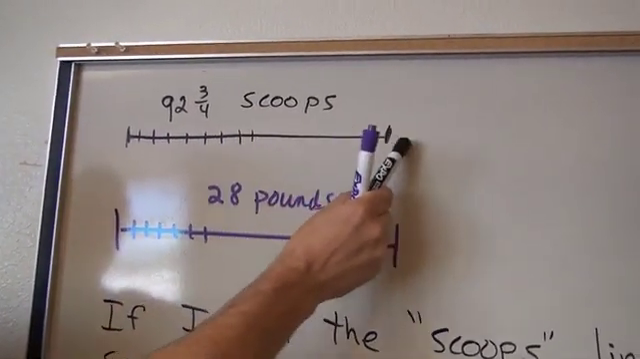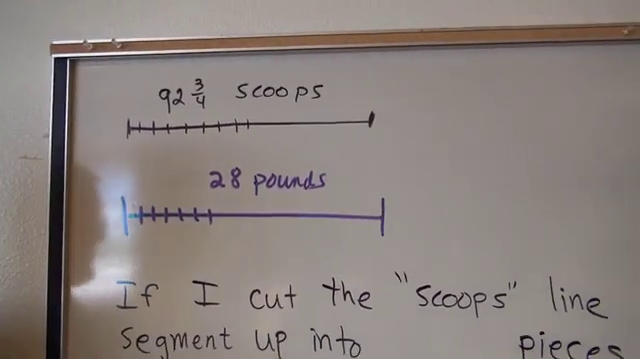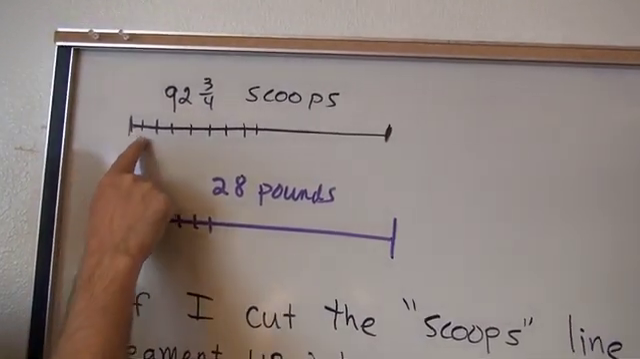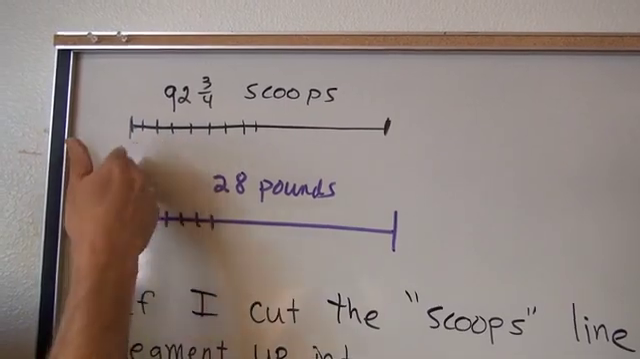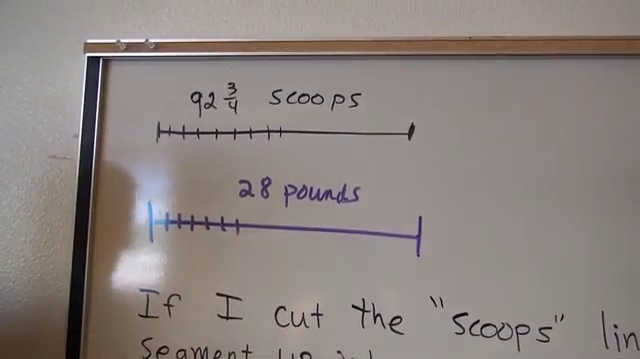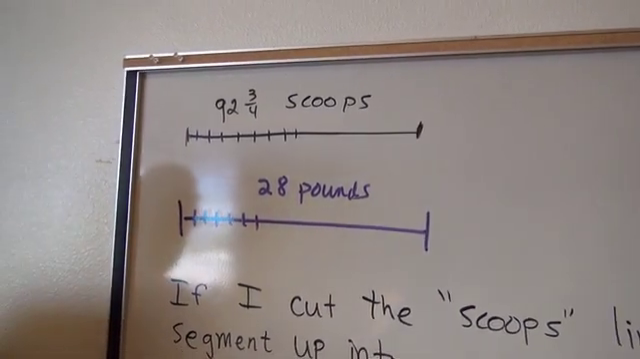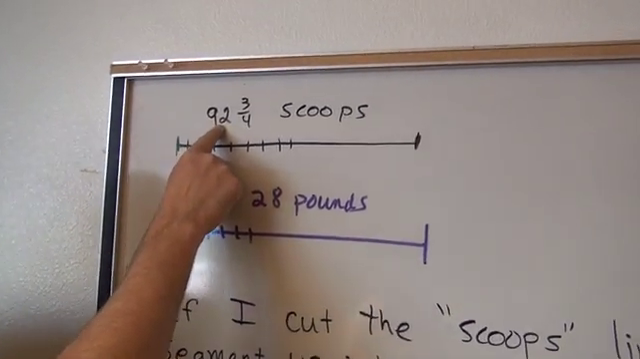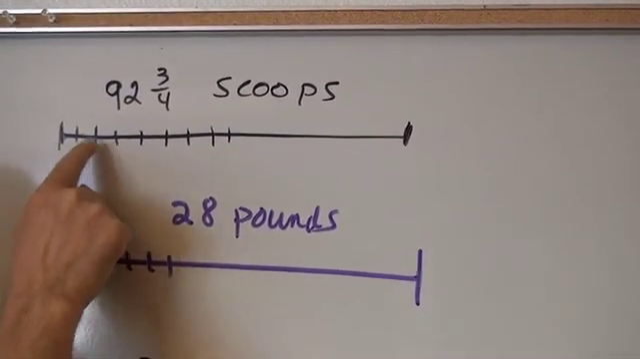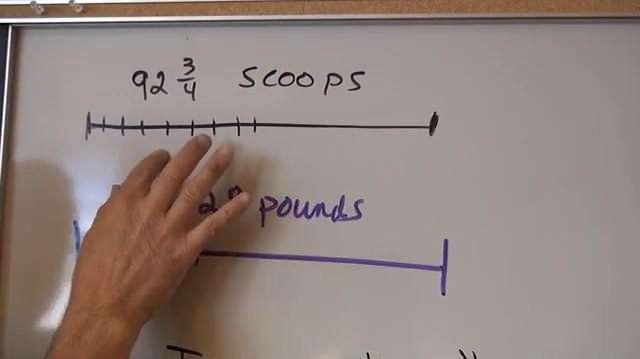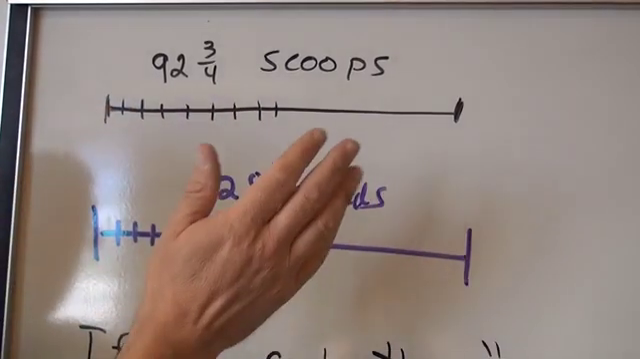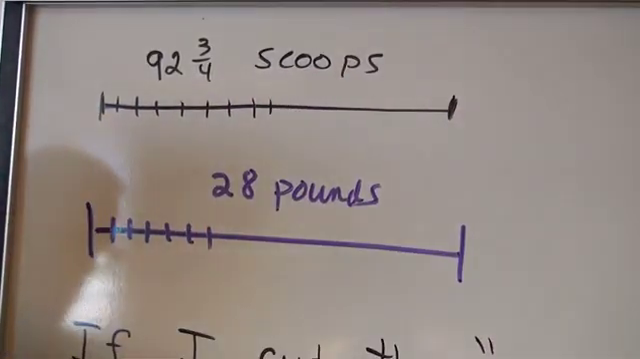Imagine using this line segment to represent the 92 3/4 scoops of dog food. And imagine cutting that segment up into 92 3/4 individual sections. Now it's relatively easier to think about cutting it up into 92 individual sections, but what we have to imagine is we have 92 scoops, so 92 individual sections, and then we have 3/4 of a section. I'm not going to literally do that, but imagine I've done that.